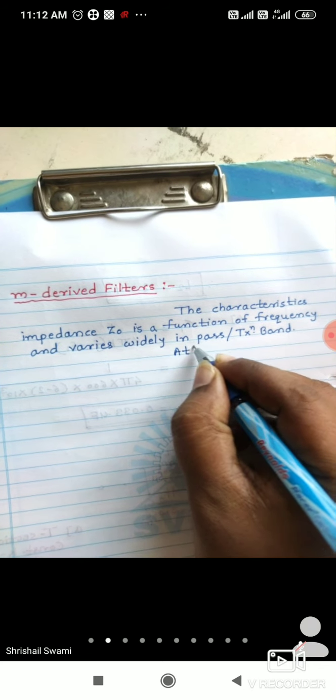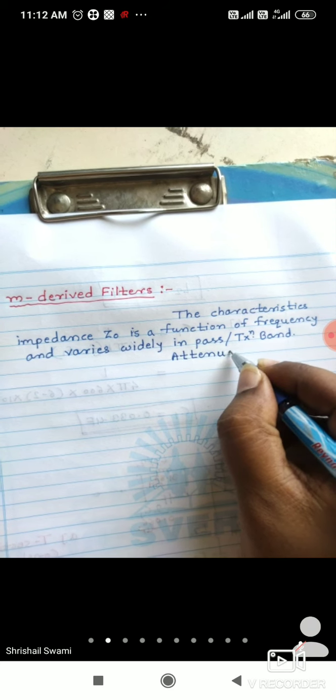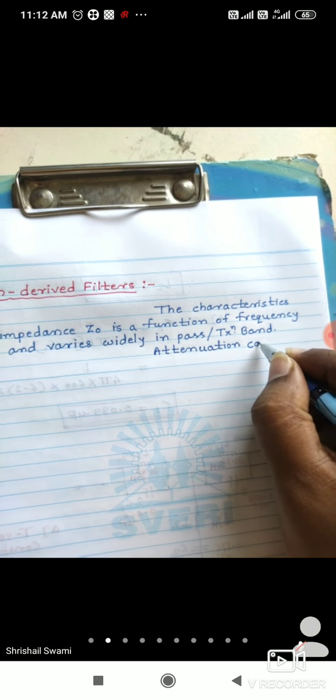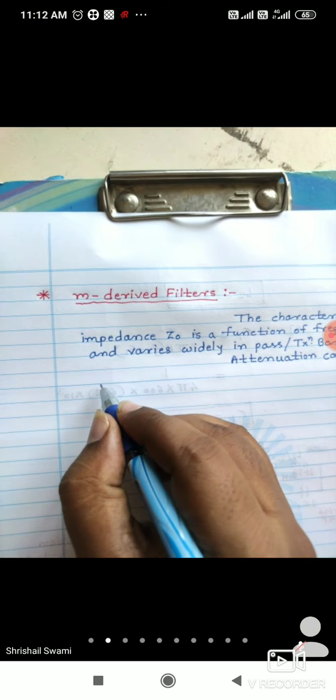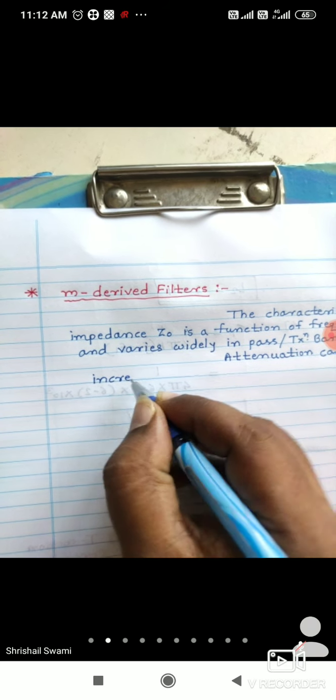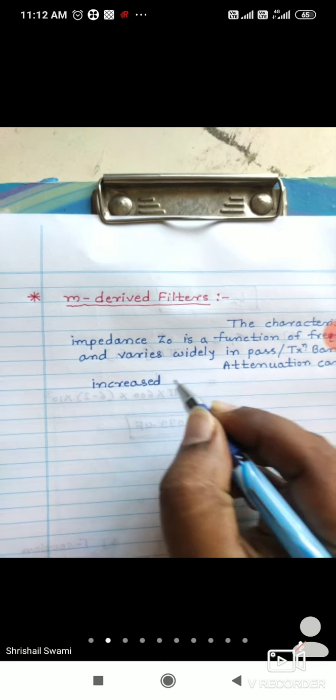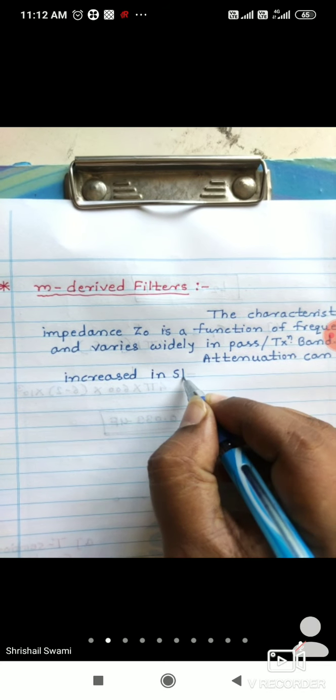The attenuation can be increased. Attenuation can be increased in stop band.